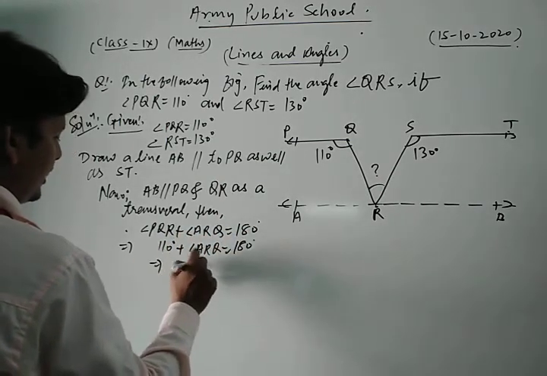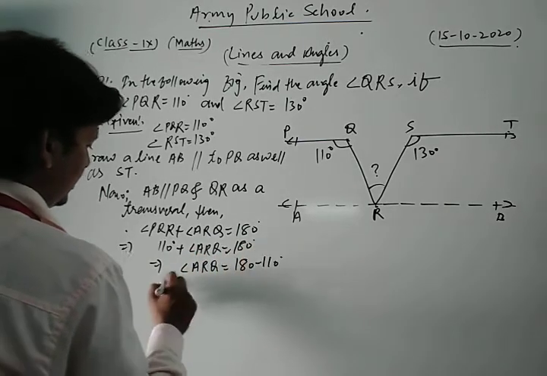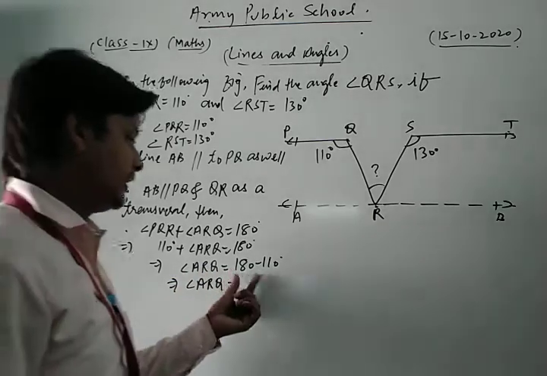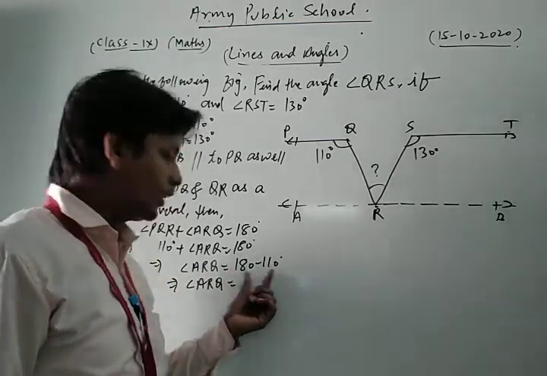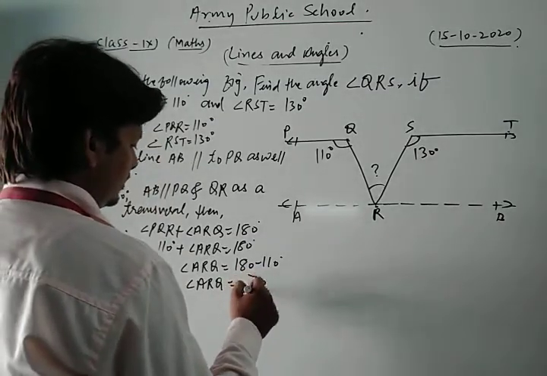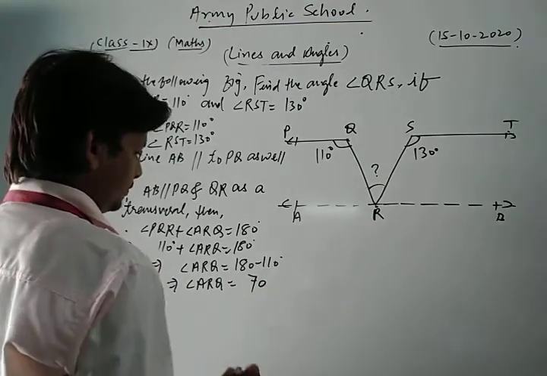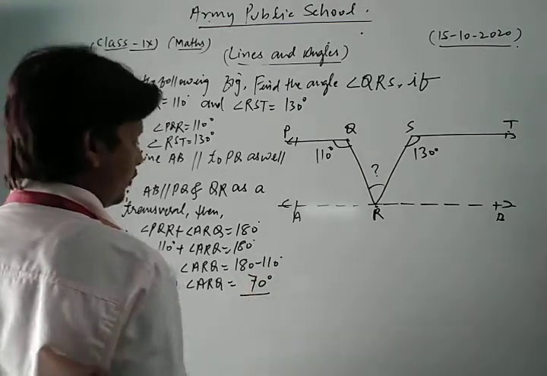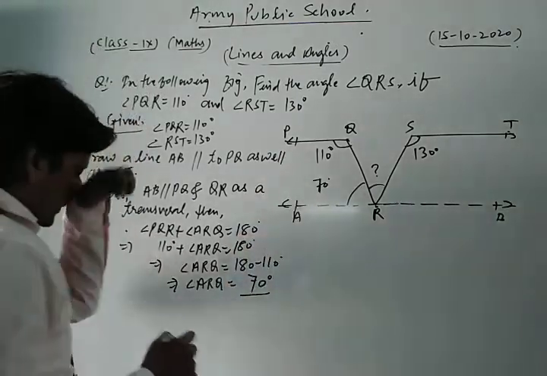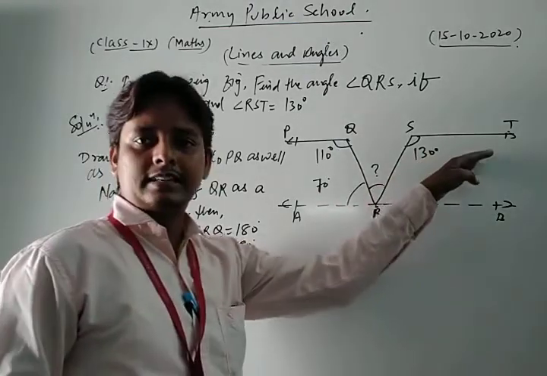So in this way we get angle ARQ is equal to 180 minus 110. What is 180 minus 110? It is 70, means 70 degrees. So the value of angle ARQ is found to be 70 degrees. Now similarly, dear students, for the other side.